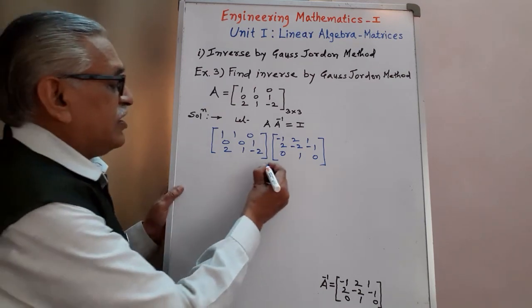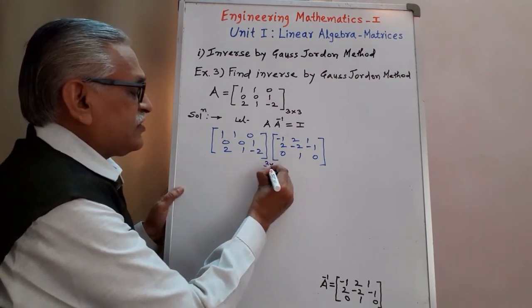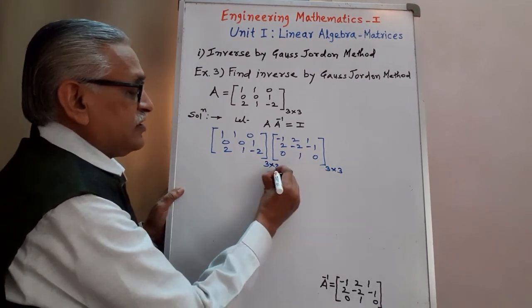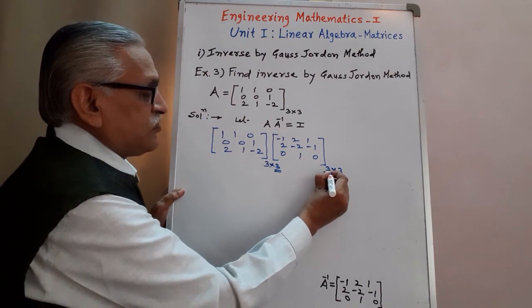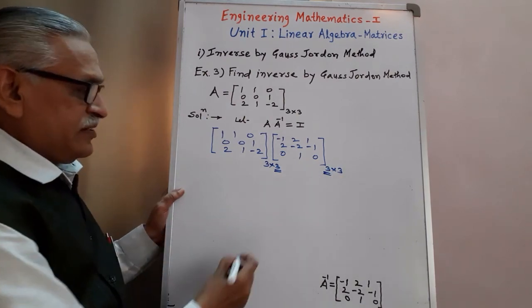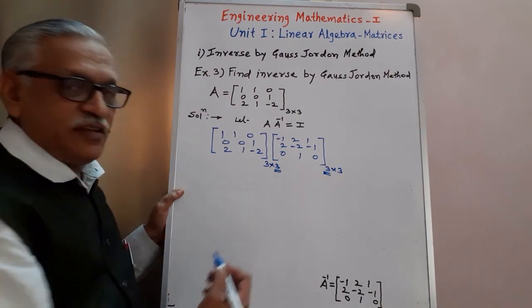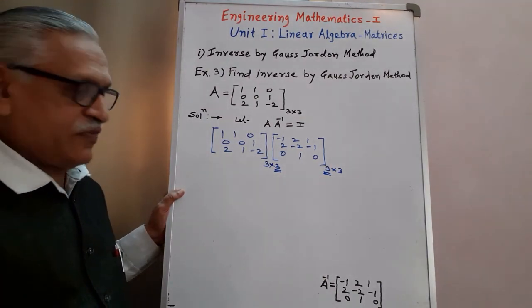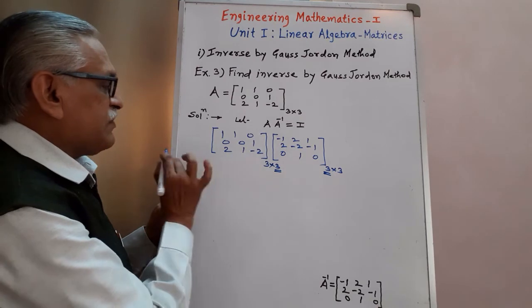Here the order of the first matrix is 3 by 3. The order of the second matrix is also 3 by 3. The number of columns of the first is equal to the number of rows of the second. These two are equal, which means the condition for matrix multiplication is satisfied, so we can perform matrix multiplication.